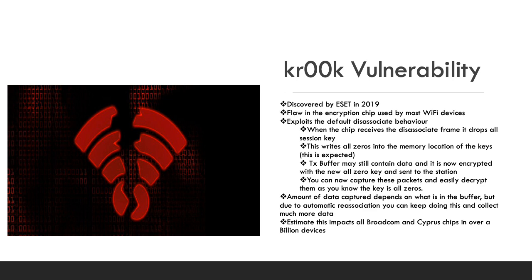Now, when this happens, the transmit buffer may still contain data that it hasn't had a chance to send yet. So what goes on is it sends this data encrypted with the all zero key. Now, all a hacker has to do is capture this data and decrypt it using the all zero keys, and they have access to your clear text data. Now, the amount of data they get can then be anywhere between 0 and 32 kilobytes, depending on at what point in time the buffer is emptied. To get more data, they just keep sending disassociate frames, and the process will continue.